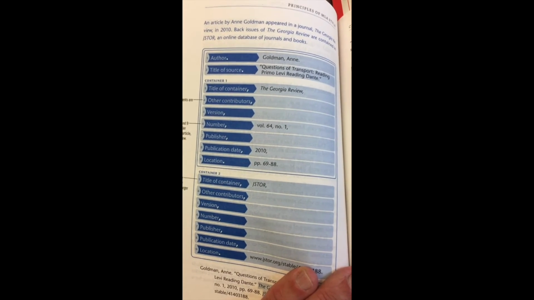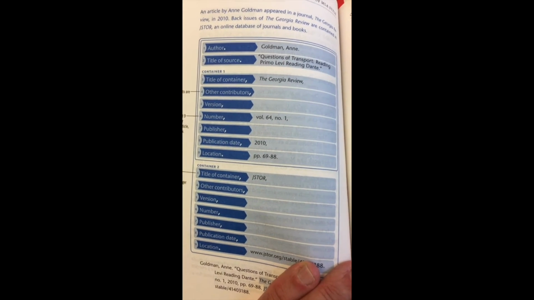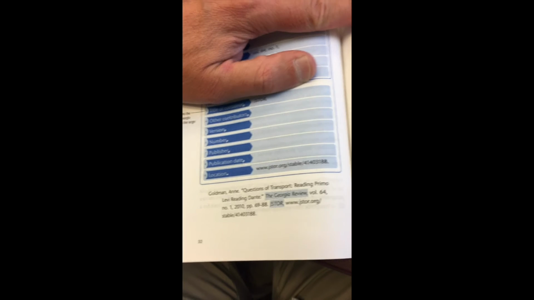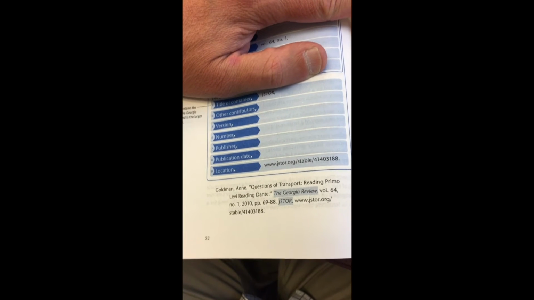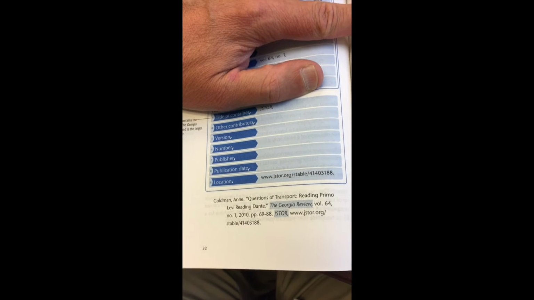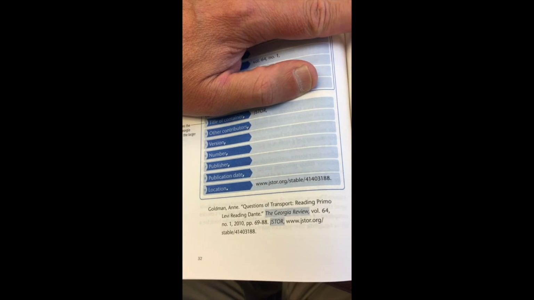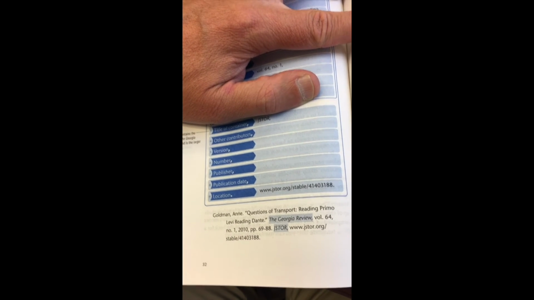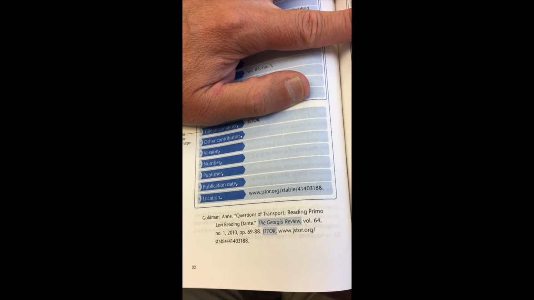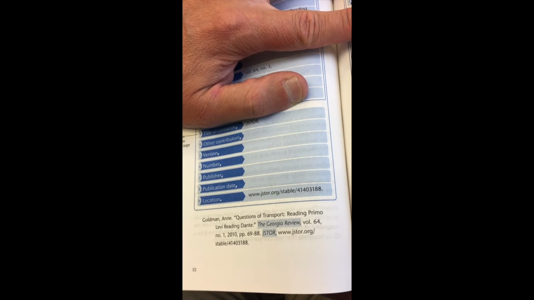From the 64th volume, issue number 1 in 2010, pages 69 to 88, and you accessed it through JSTOR. This is what it's going to look like now. You're going to have author's last name, Goldman, comma, first name, Ann, period, title of the article, inside of double quotation marks, "Questions of Transport: Reading Primo Levi, Reading Dante," period, double quotation mark. The title of the journal, italicized, so the Georgia Review, comma.